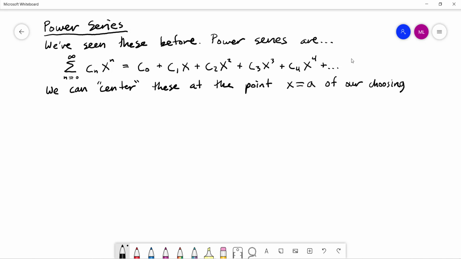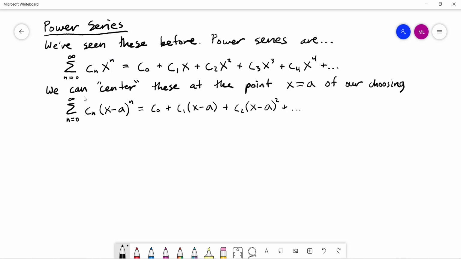And by doing that, what we would get is a sum that looks like this. The sum from n equals 0 to infinity of c_n times (x minus a) to the n. So this will basically center our series at the point a. We would wind up with something that looks similar to what we had before, but all the x's would be replaced with x minus a's. So we would get, in this case, c0 plus c1 times (x minus a) plus c2 times (x minus a) squared, and so on and so forth, all the way up to infinity.